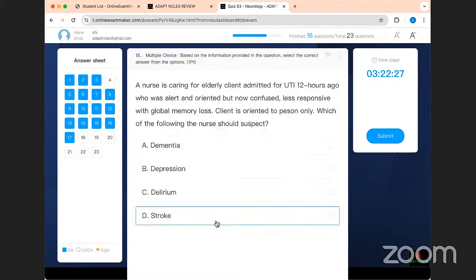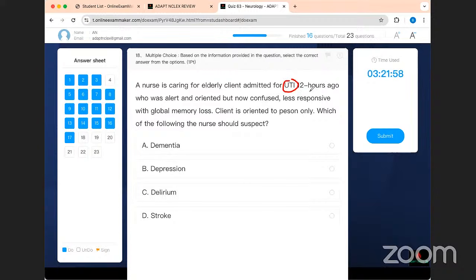And this is caring for an elderly client admitted for UTI 12 hours ago who was alert, oriented, but now confused, less responsive with global memory loss. Client is oriented to person only. Which of the following should the nurse suspect? This is the way they will ask you the question, but if you follow the way it flows, you'll get it wrong.